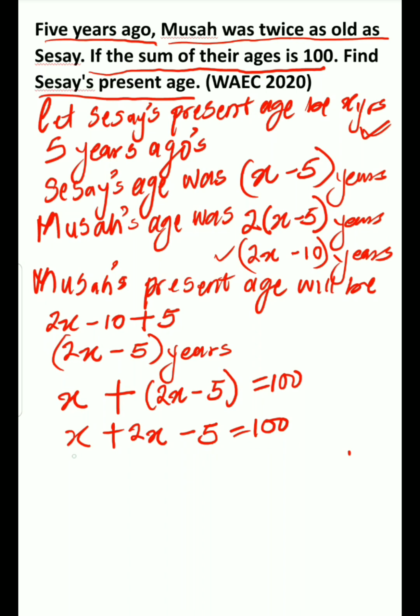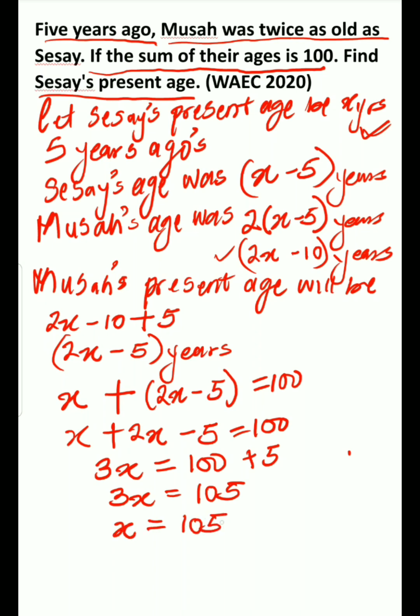And so we collect our like terms. This is x plus 2x, 3x, equals 100. When minus 5 crosses to the right hand side, it becomes plus 5. And so 3x equals 105. The coefficient of x is 3, and so we divide both sides by the coefficient, which is 3. And so x equals 35 years. And so that shows that Sise's present age is 35 years.